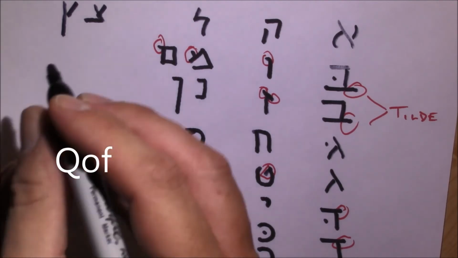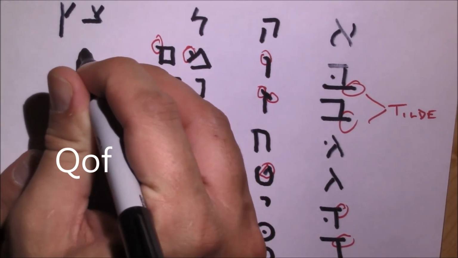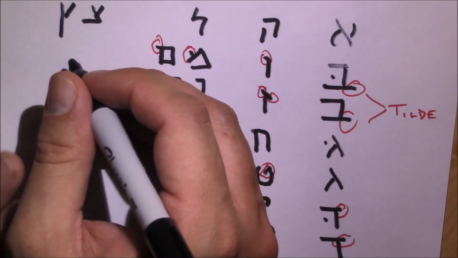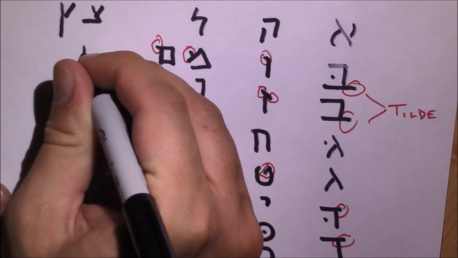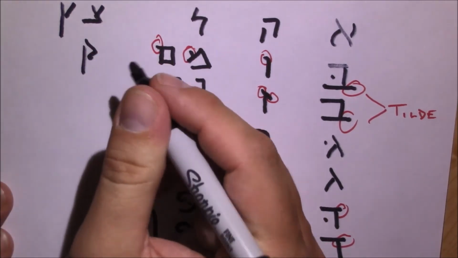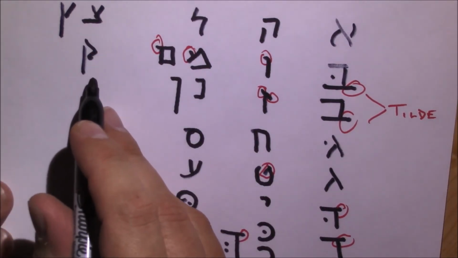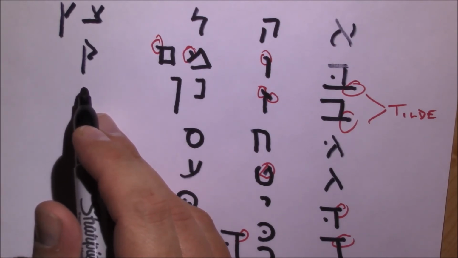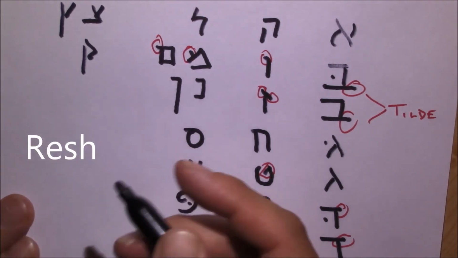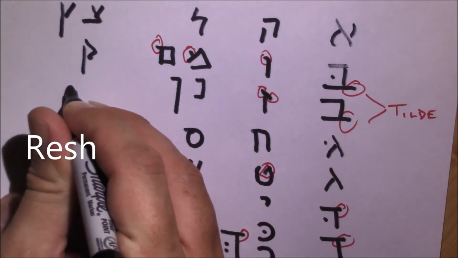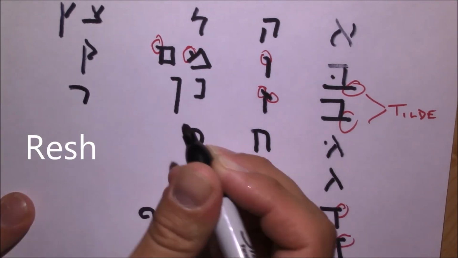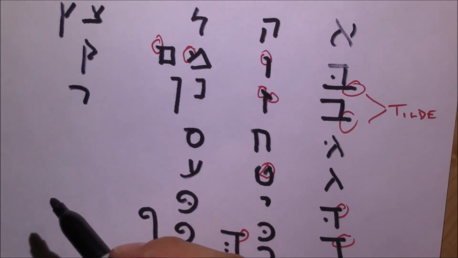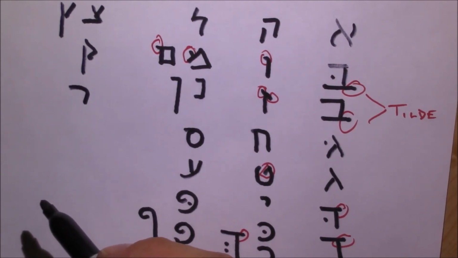After this, we have kof. Now notice this is not kof like a K, but kof like a Q. It's a bit farther back in the throat. Kof. And it looks like a P, unfortunately. But it is pronounced kof or k. After this, we have resh, our R sound. Resh is an interesting letter because it often functions as what we will call a little bit later a guttural, and it is just our R sound.